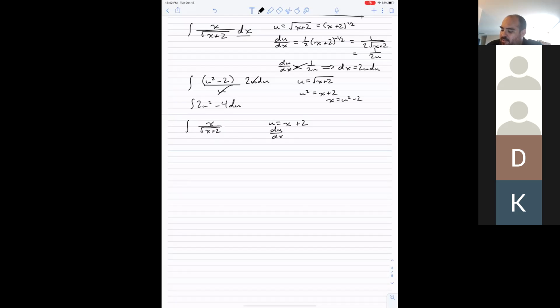So du dx is just going to be 1, right? The derivative of x plus 2? Yeah. Okay. Which means du and dx are the same. So from there, I can start dropping in these things. If u equals x plus 2, that means x equals u minus 2. So then this becomes u minus 2 over the square root of u du.